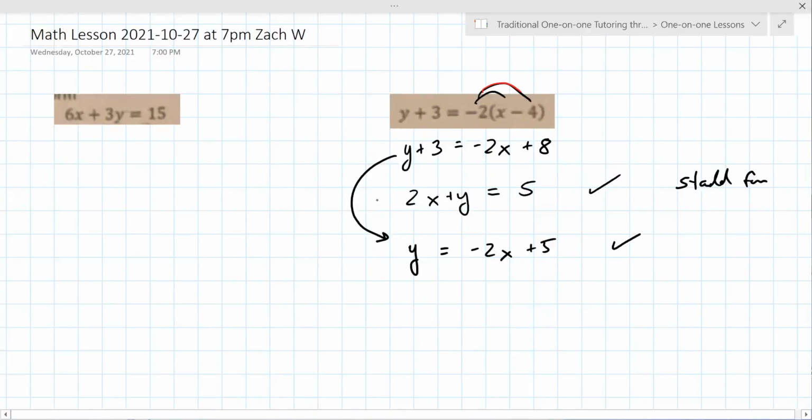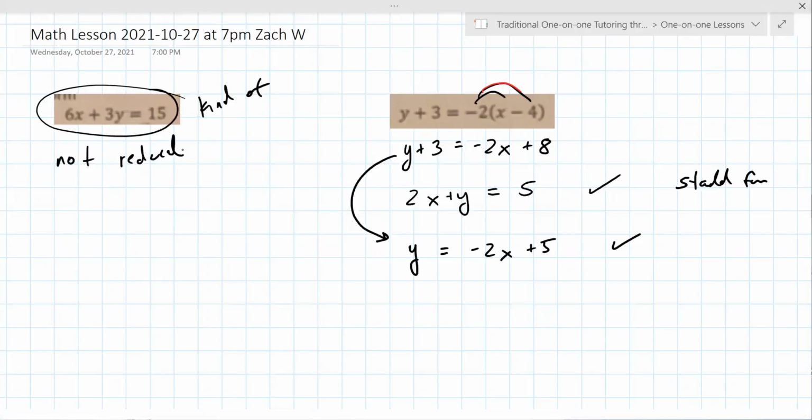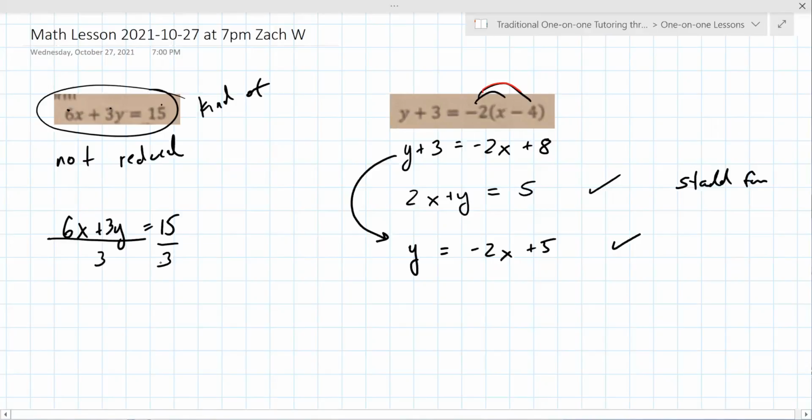The reason standard form is good here is because this is kind of in standard form, kind of. The reason I say kind of is because it's not reduced. That's why I find it's always better to solve for y, because when you solve for y, it always becomes reduced. But it's up to you. You get a choice here. So, what are each of these numbers divisible by? They're all divisible by 3. All three of them have to be divisible by 3. So you divide by 3, and 2x plus y equals 5, and these are the same.